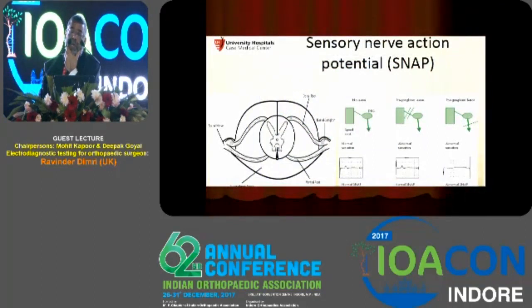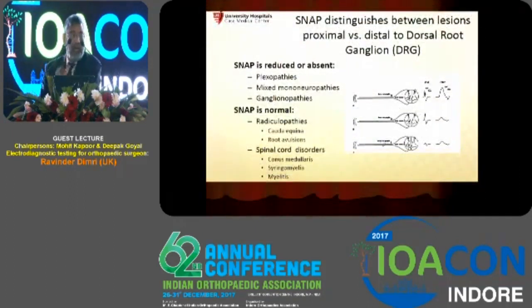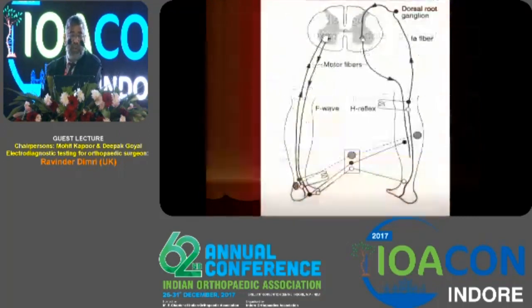A little bit about the sensory nerve, because the cell body is in the dorsal root ganglion. So if it is a preganglionic injury, you can find out that the nerve is actually transmitting electrically, although the limb may be completely anesthetized. And that way, you can differentiate between a preganglionic versus postganglionic injury. And this is important when you're talking about radiculopathies, which you can differentiate from pre and postganglionic injury.